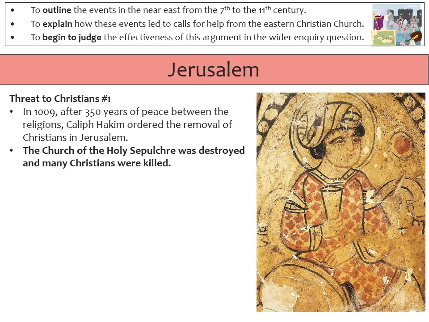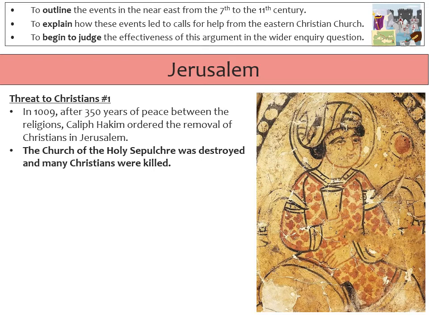But this does change in 1009. So after about 350 years of peace between the religions, there was a caliph called Hakim, and there's lots of evidence about Hakim, but the general suggestion is that he was mentally deranged. Don't know whether that's chroniclers afterwards trying to besmirch his name, but he was certainly anti-Christian, and he ordered the removal of Christians in Jerusalem. In particular, he decided that he would destroy the Church of the Holy Sepulchre. That's the church that was built up around these 2 important sites of where Christ was resurrected and Christ was crucified. He also ordered that many Christians were killed.